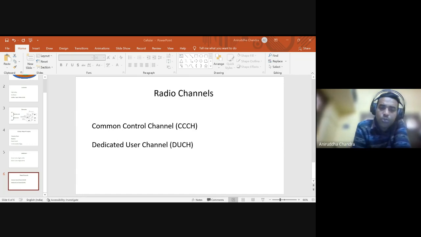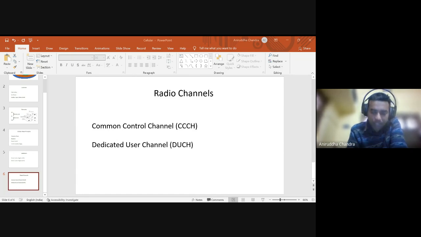And there are two different types of signaling information. One is in uplink and one is in downlink. Uplink is when you look upward, that means from mobile to the tower. When you are looking from mobile to the tower, you are looking upwards, so that's why it is called uplink. And downlink is the tower looking downwards to your mobile, so that's why it's called downlink.